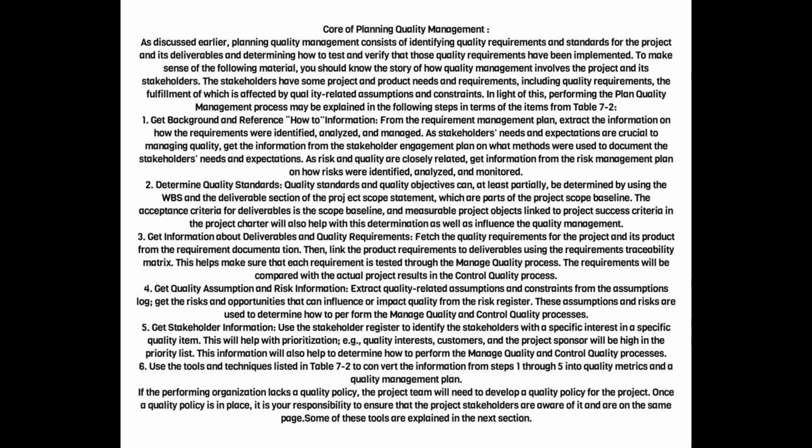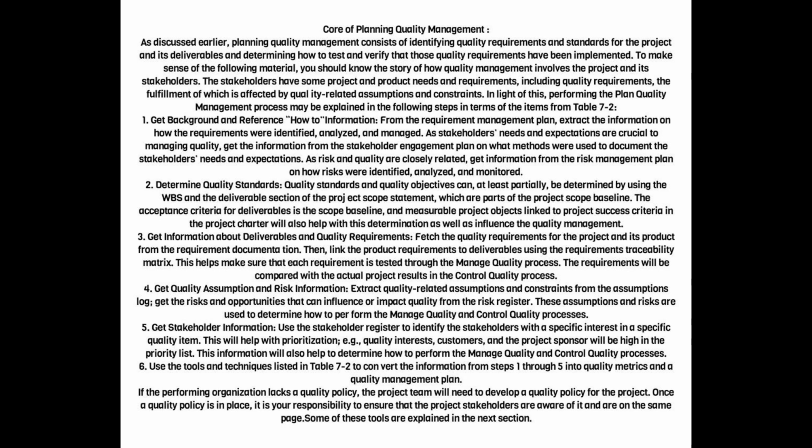2. Determine quality standards. Quality standards and quality objectives can, at least partially, be determined by using the WBS and the deliverable section of the project scope statement, which are parts of the project scope baseline. The acceptance criteria for deliverables are in the scope baseline, and measurable project objectives linked to project success criteria in the project charter will also help with this determination as well as influence the quality management.